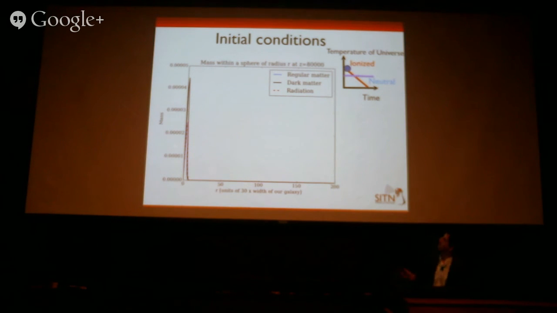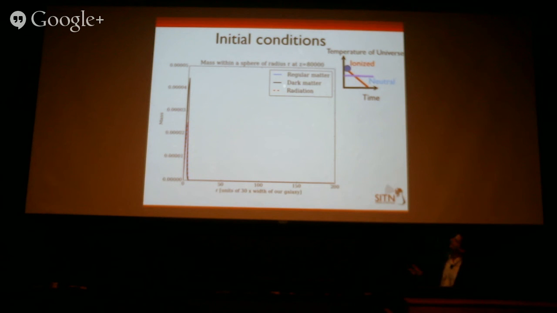So just how to read these plots. This Z is a redshift, 80,000 right now. Higher redshift actually corresponds to earlier time. So you'll see this redshift number going down. That means that time is actually going forward. So this is a very, very early time in the universe.